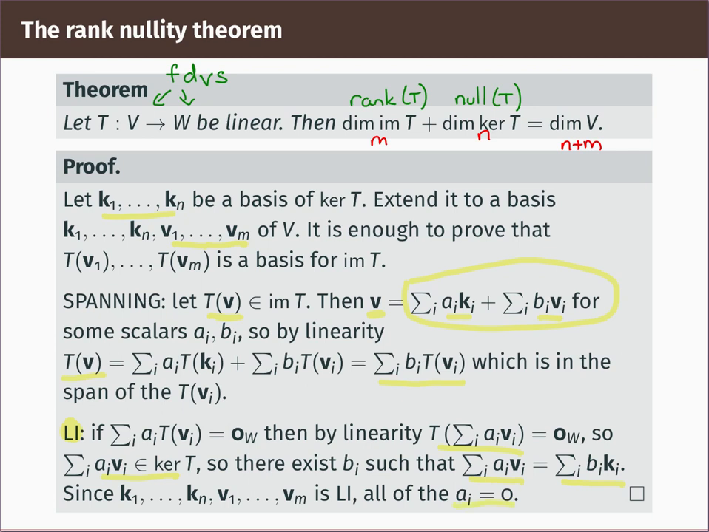And that means we've shown that the T of vi's are linearly independent. We started off with a linear combination, sum over i of ai T of vi being the 0 vector, and we proved that actually all the a's must be 0, so that's linear independence of T of V1 up to T of Vm. We're done. That's the rank nullity theorem.